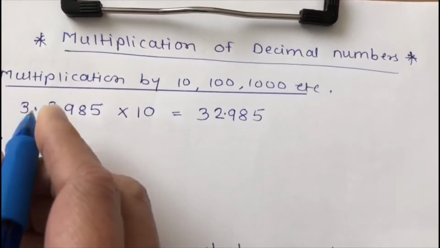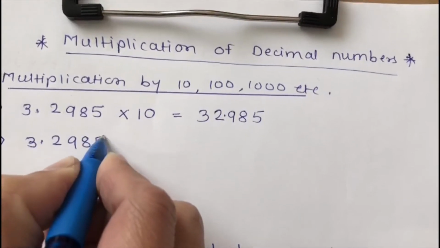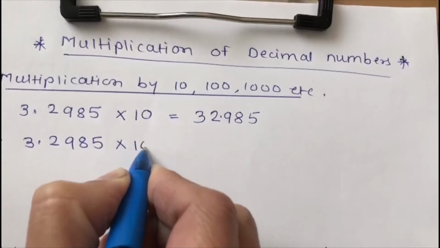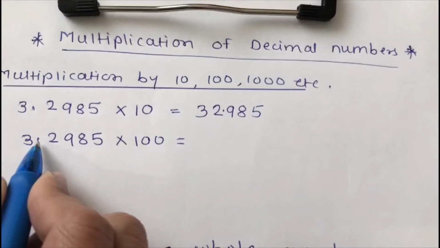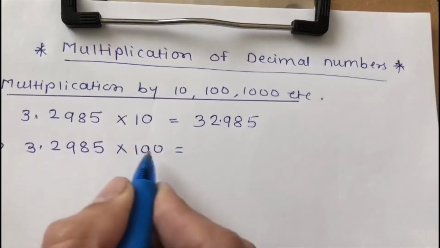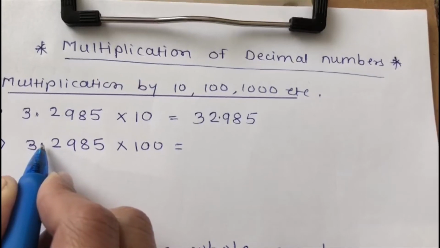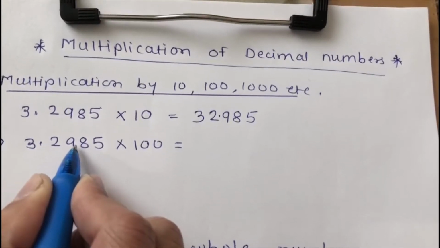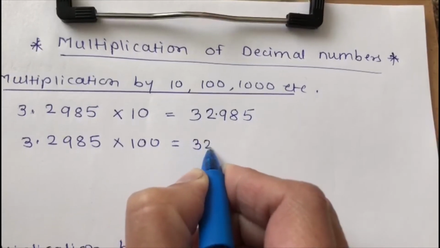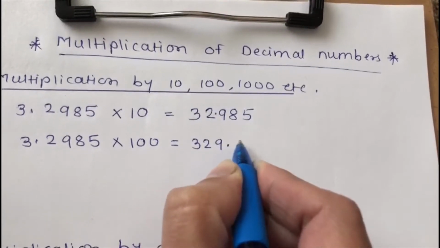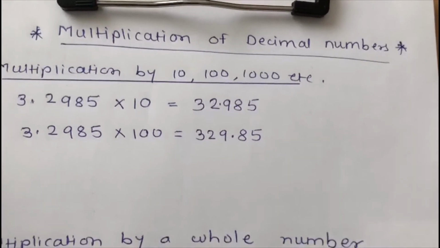Let's have another example, 3.2985, but instead of 10, if I multiply it by 100, then I'll shift this decimal point here, because in 100 there are two zeros, so I will shift this decimal point 2 digits to the right side. So it comes as 329.85.